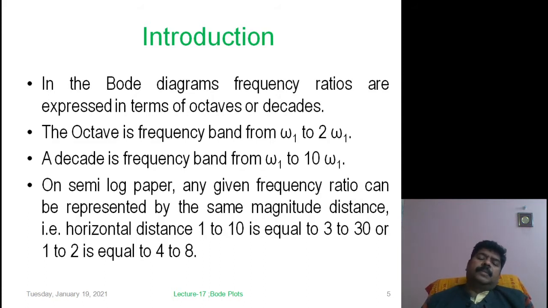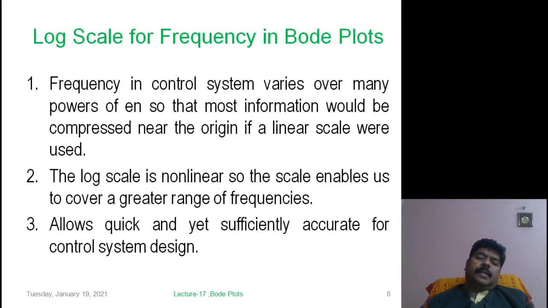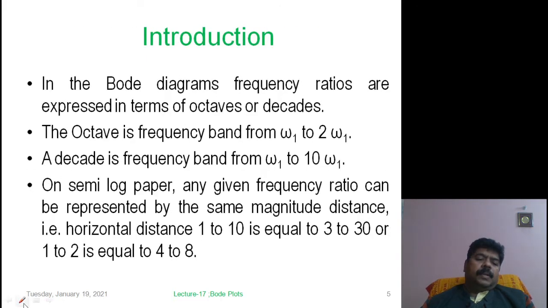One thing to be mentioned here is that the horizontal distance between 1 and 10 will be equal to that between 3 and 30, or 2 and 20. Similarly, in an octave, when the frequency doubles, the distance between 1 and 2 will be equal to that between 2 and 4. You can see this in a graph paper, that is, a semi-log graph paper.